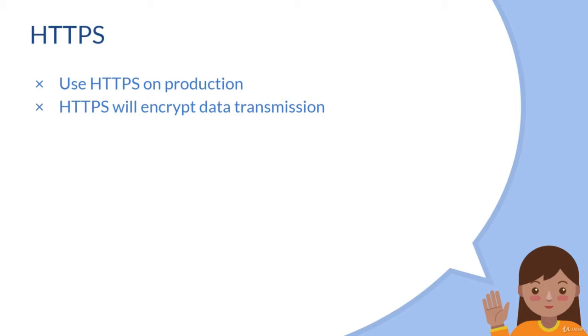and tampered with by attackers. For example, when attackers intercept data, they would only see random characters instead of credit card details. The only way to enable HTTPS on your website is to get a TLS certificate, sometimes called an SSL certificate, and install it on your server.